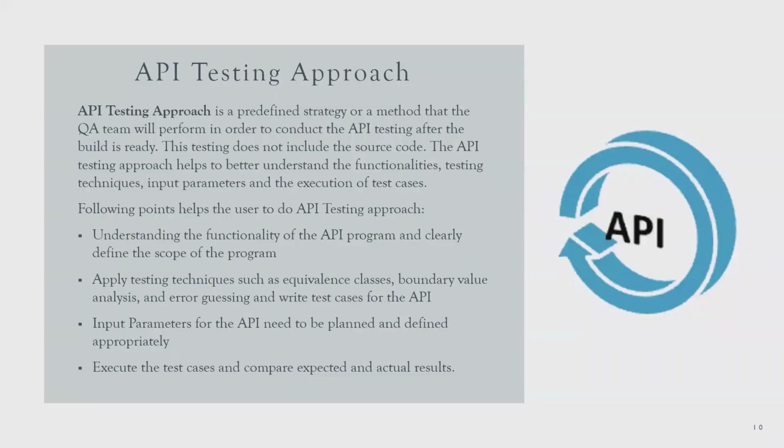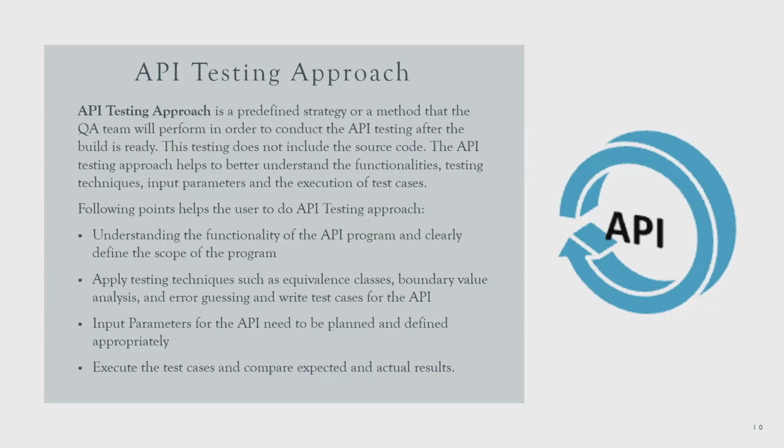Now, what will be the approach of API testing? The API testing approach is a predefined strategy or method that the QA team will follow in order to conduct the API testing after the build is ready. This testing does not include the source code. The API testing approach helps to better understand the functionality, testing techniques, input parameters, and the execution of test cases.